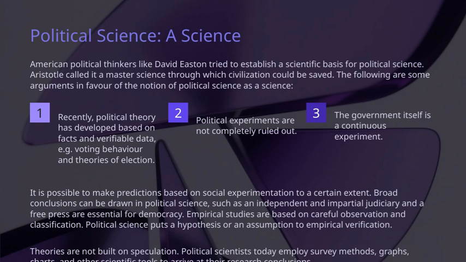We test hypotheses or assumptions through empirical verification to ensure their accuracy. Recently, political theory has advanced significantly, using facts and verifiable data, such as voting behavior and election theories, to develop more reliable insights. Looking back, thinkers like David Easton aimed to establish a scientific foundation for political science, and Aristotle called it a master science that could help save civilization.